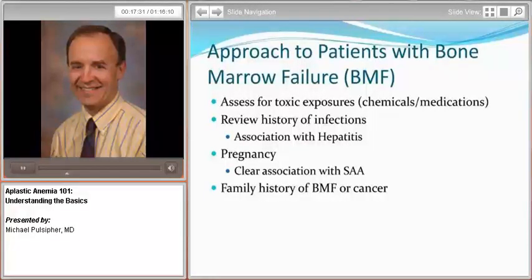Pregnancy has been clearly associated with aplastic anemia. When women are pregnant, they oftentimes have autoimmune disorders that can occur, and so it's very important, of course, if you have pregnancy, to understand that aplastic anemia can be associated with that. In addition, you want to know, as I mentioned previously, whether there's any history in the family of cancer, unusual cancers, or if there's any history in the family of people who died young of unusual infections, or people who had known bone marrow failure syndrome. So those are some things that you should know early on.